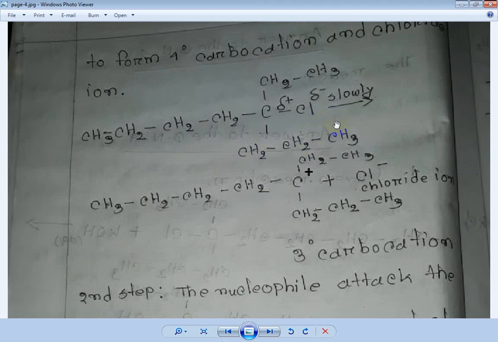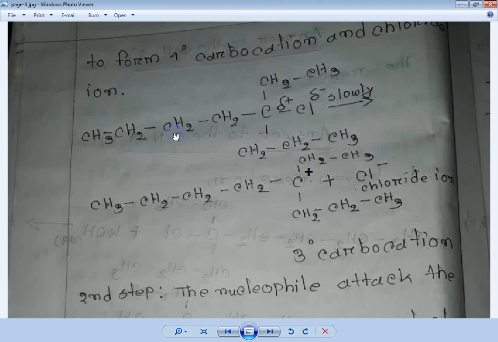Look, this is the SN1 reaction first step. This is the slow step. The rate of reaction depends on the slow step. I explained last class why the rate of reaction depends on the slow step. This is the slowest step, and the rate of reaction depends on this step.